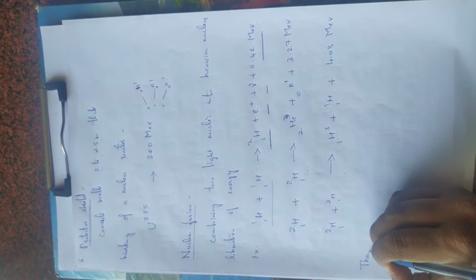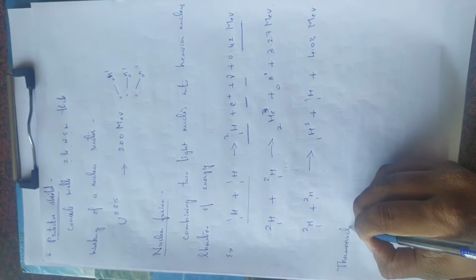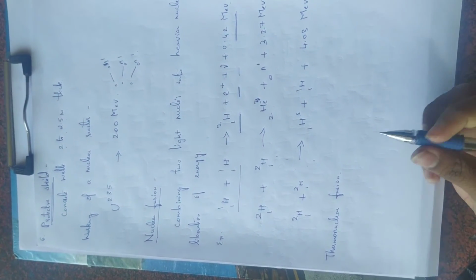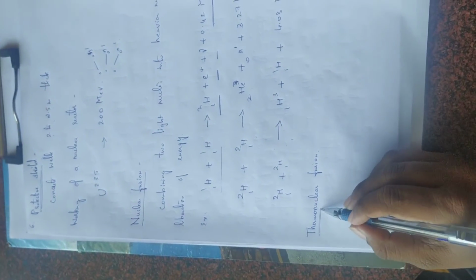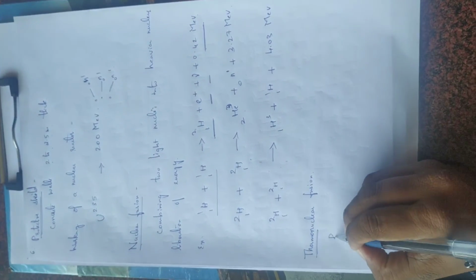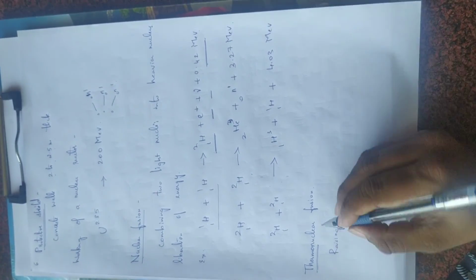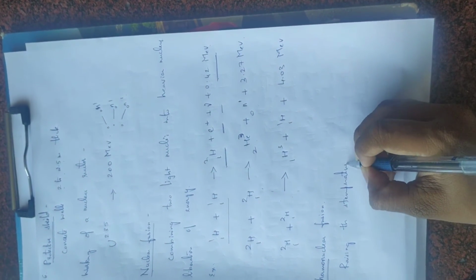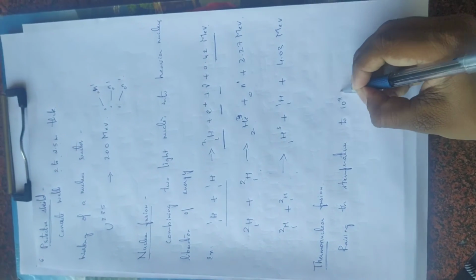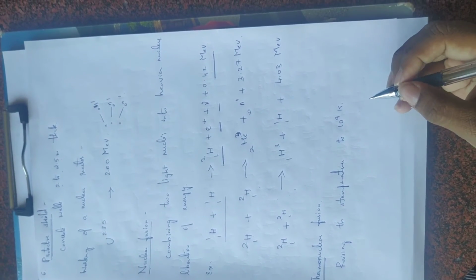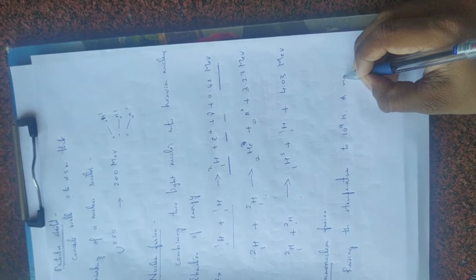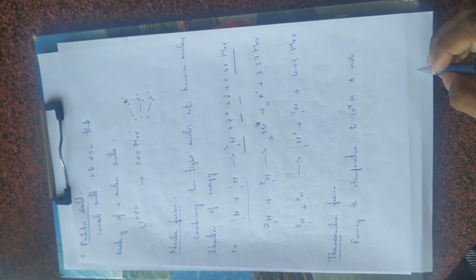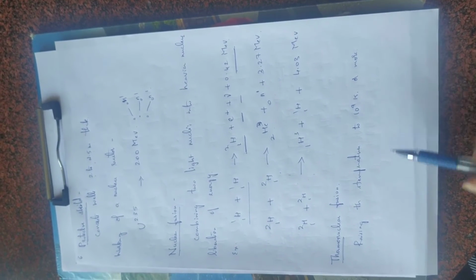One more fusion process is there, that is thermonuclear fusion. In this, nuclear fusion is achieved by raising the temperature. You know thermo means temperature, so it is done by raising the temperature of the system to some 10 power 9 Kelvin or more, so that particles have enough kinetic energy to overcome electrostatic repulsion. Therefore, this process is known as thermonuclear fusion.